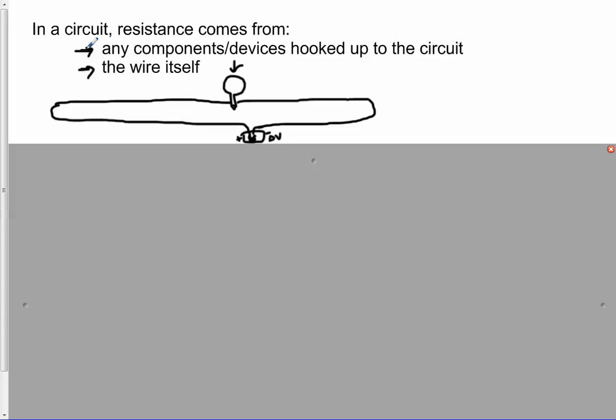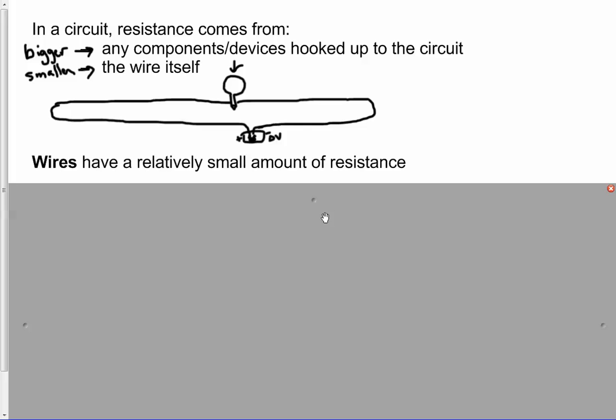So these are the two ways that resistance can come about: through any components hooked up to the circuit, and the wire itself. The components generally are going to have a lot bigger resistance than the wire itself, and in some cases we can ignore the resistance of the wire. But I do want to talk about the resistance of the wire first, to get that out of the way. If we do have to worry about the resistance of the wire, we want to know how to figure that out. So here we go. Wires have a relatively small amount of resistance.